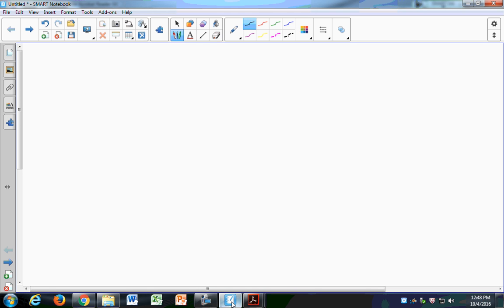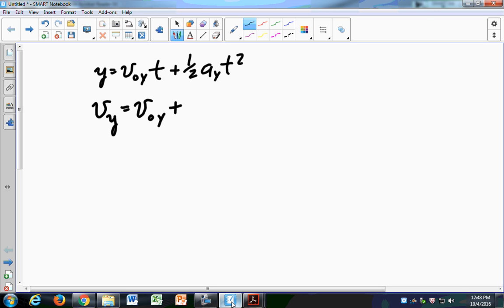So for projectile motion, I have y equals v naught y t plus 1/2 a y t squared. This is one of our two kinematics equations, and then the other is v y equals v naught y plus a y t. And then I can also write the one for x equals v x times t. That's the same equation as for the y, but letting the acceleration be 0, and recognizing that v x is the same as v naught x. Because the acceleration is 0, the velocity doesn't change.